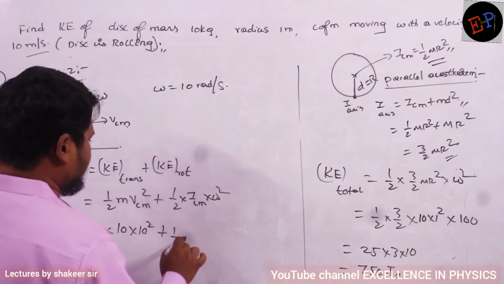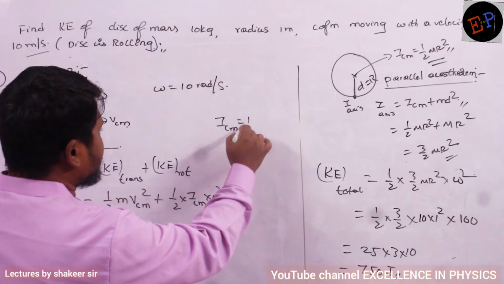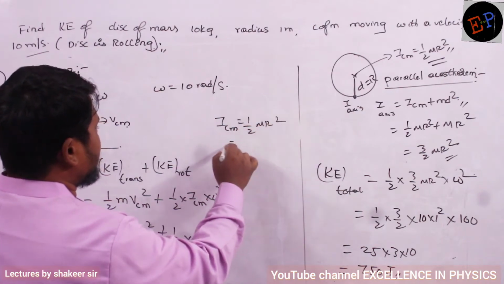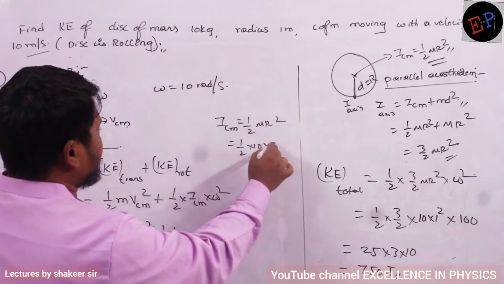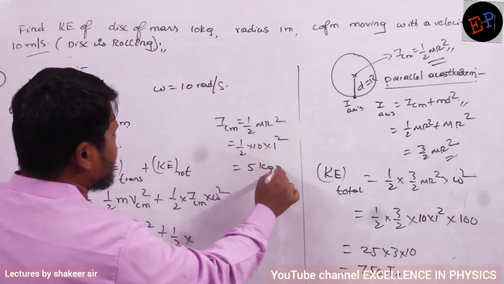Plus half I center of mass. So moment of inertia about center of mass is half m r square. So half into mass of the body is 10, radius is 1 square. So total how much? 5. So 5 kg meter square.